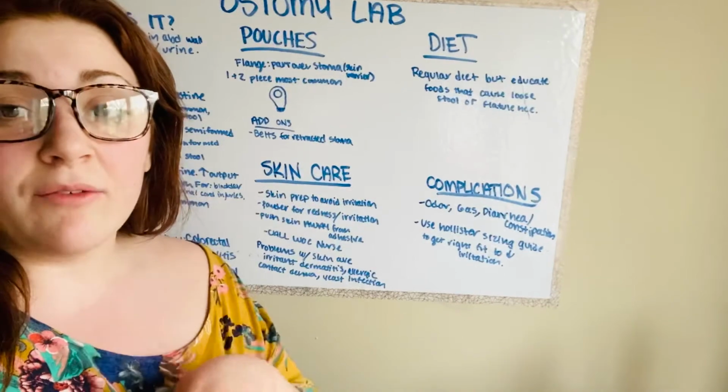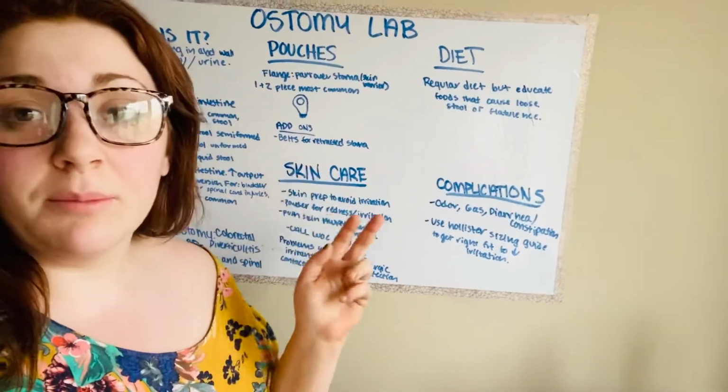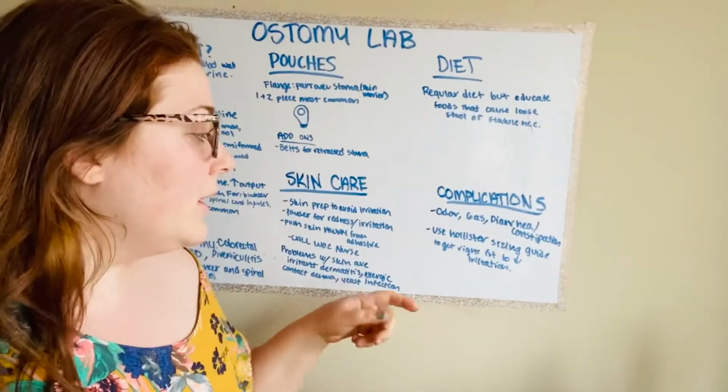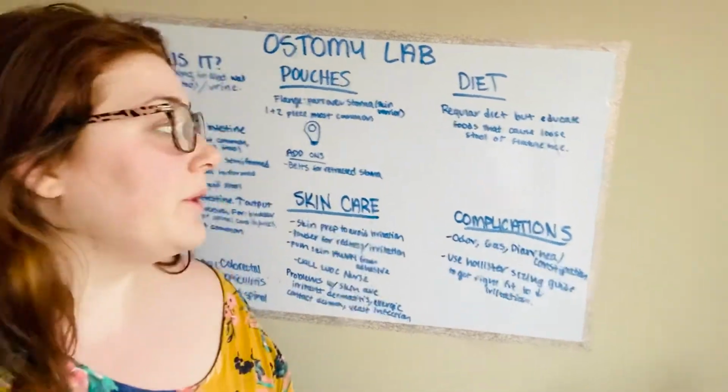So really quick, you also want to use a Hollister sizing guide. Make sure you have a pouch that is going to be the right fit for your stoma to decrease irritation as well. That's 5 minutes.